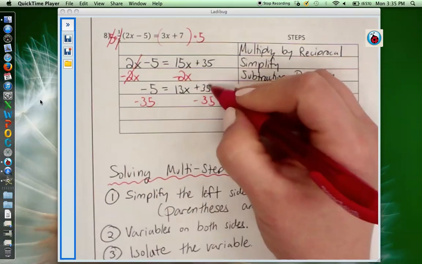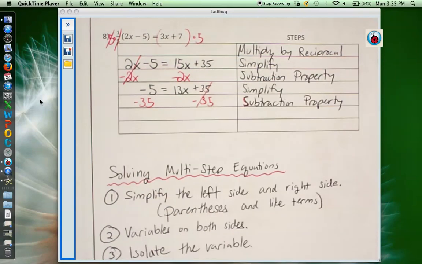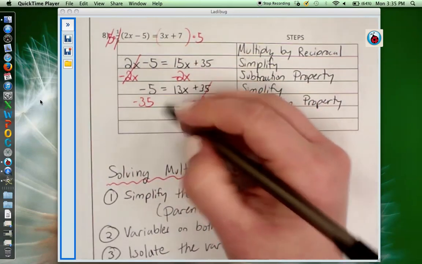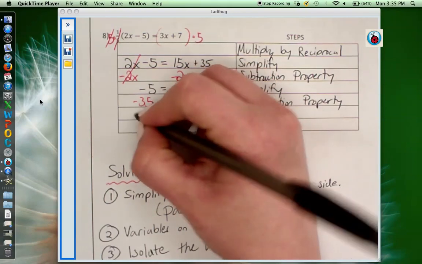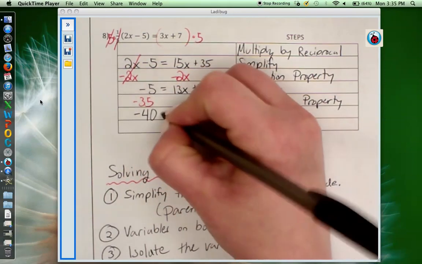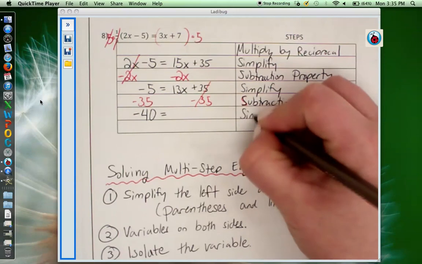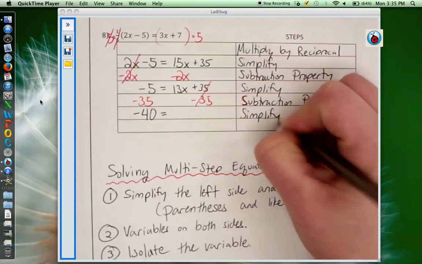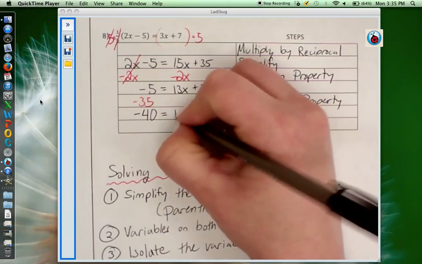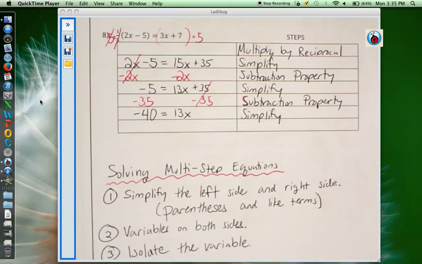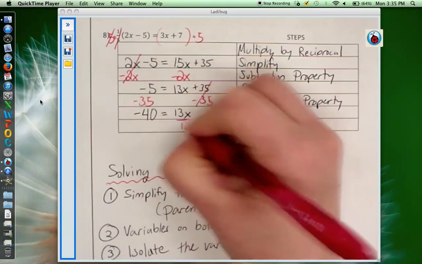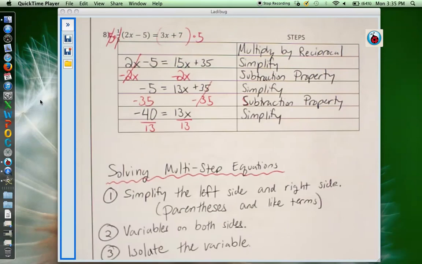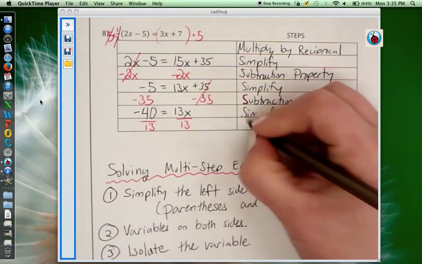Plus 35 minus 35 cancels out. That's our goal. On the left side, we have negative 5 minus 35. That would be negative 40. I simplified that. And on the right side, I have 13x. Very last step to get rid of the 13. Divide by 13, divide by 13. This is division property.